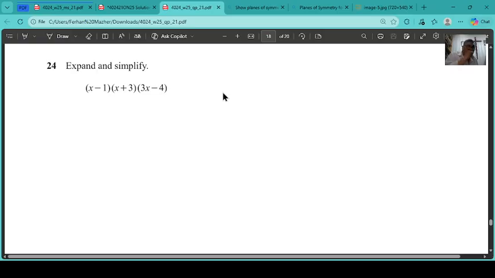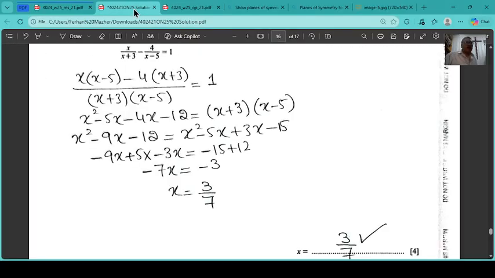Then we have question number 24. Question number 24 is showing up on your screen. It says expand and simplify. It's a 3 marks question. There we have 3 brackets and they are multiplying with each other. It's very, very easy. So we simply have to multiply 3 brackets with each other.